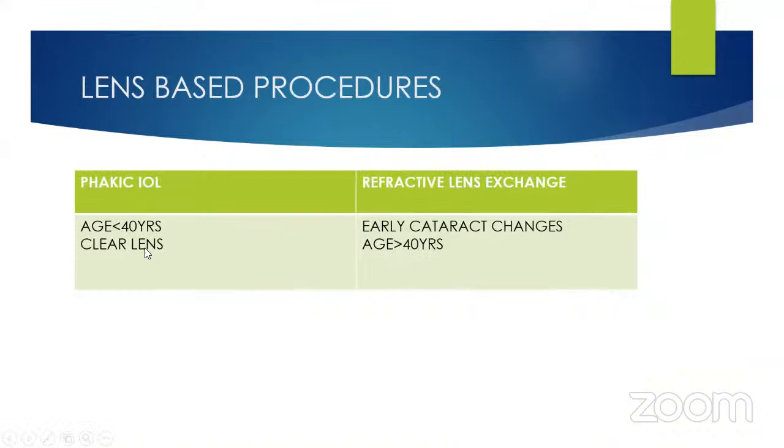Phakic IOL: if a patient is less than 40 years old and has a crystalline clear lens, they can be taken for phakic IOL. Any early cataract changes, age more than 40 years, they can be taken for refractive lens exchange. So the ideal candidate for refractive lens exchange would be a hyperope with presbyopia.